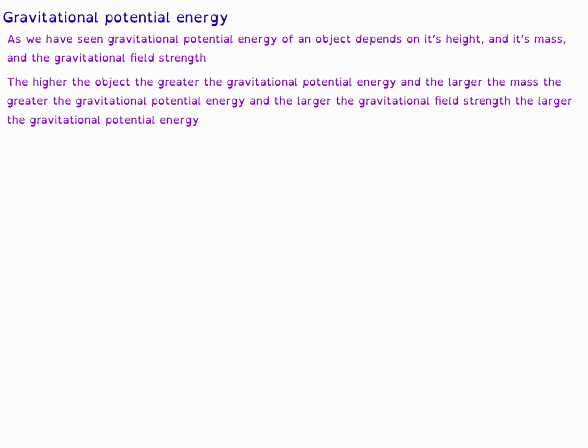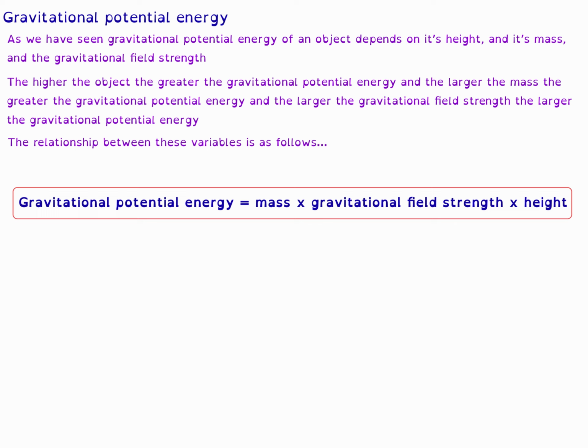As we have seen, gravitational potential energy of an object depends on its height, its mass and the gravitational field strength. The higher the object, the greater the gravitational potential energy, and the larger the mass, the greater the gravitational potential energy. And the larger the gravitational field strength, the larger the gravitational potential energy. The relationship between these variables is as follows.